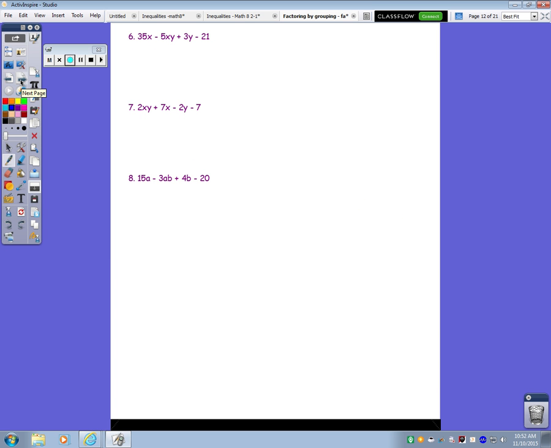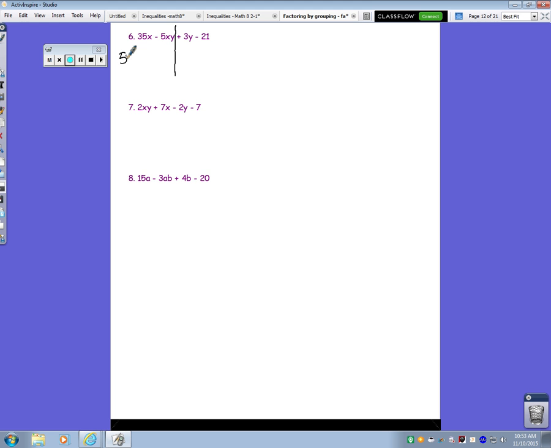Here we have 3x minus 5y plus 3y minus 21. Again, no common factors, so we're going to split it down the middle. And we see that 5x is the common factor here, leaving 7 minus y. 3 is the common factor here, with y minus 7 being in the parentheses. But here's a little wrench in the works. 7 minus y and y minus 7 are not the same thing.